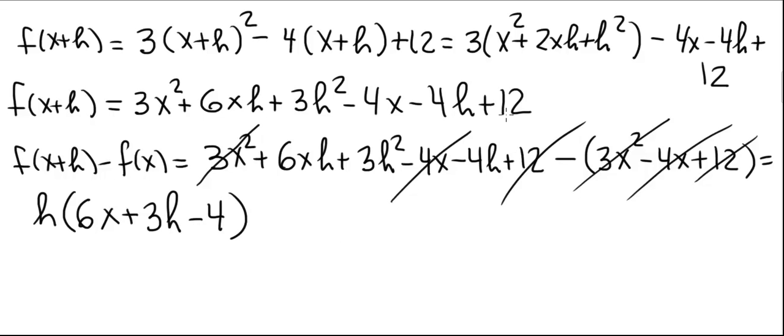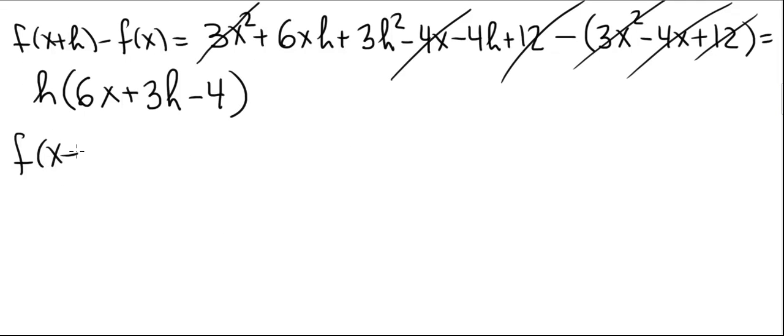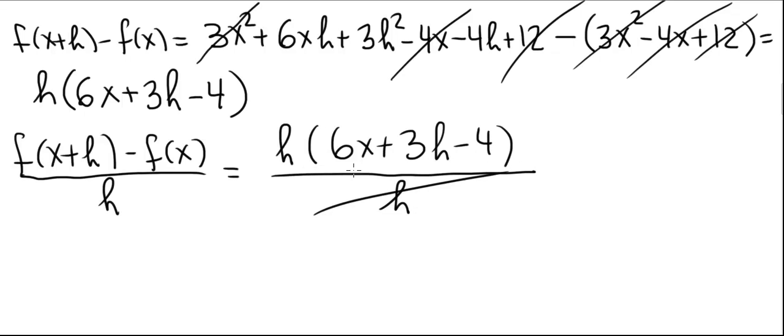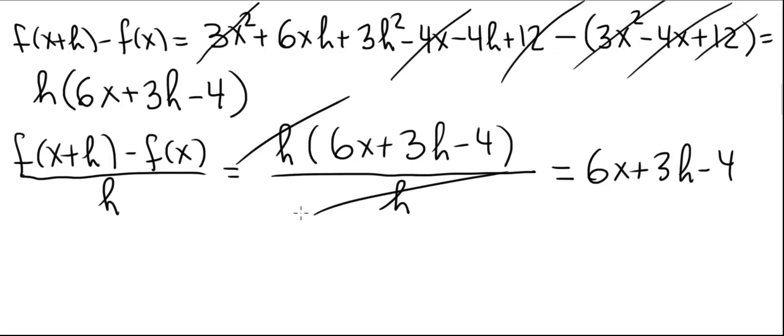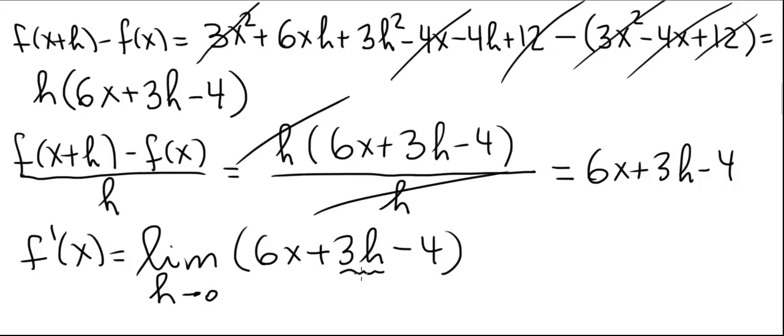The next step is to divide f of x plus h minus f of x by h. So let's do that. F of x plus h minus f of x divided by h equals h times 6x plus 3h minus 4, divided by h. You can see that the h is canceled. That's exactly what should happen. That leaves us 6x plus 3h minus 4. And the next step is to compute the derivative. F prime of x is now the limit as h approaches 0 of the difference quotient, which is 6x plus 3h minus 4. Notice that h goes to 0. X is not affected. 3h goes to 0, and that leaves 6x minus 4 as our derivative.